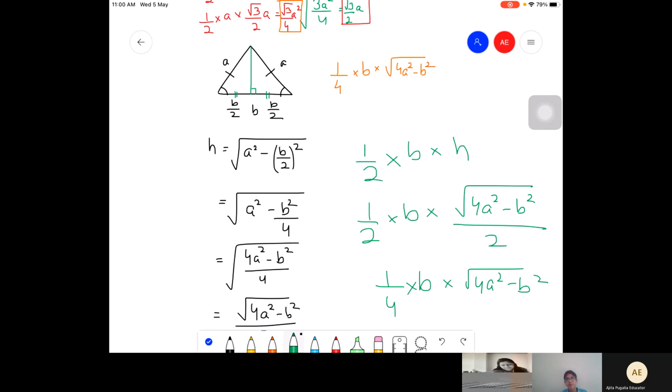Ma'am, couldn't they just make it times 4a minus b? No. Because both of them have squares, I mean. No, no, that's a different thing. No. Okay, I understand. Yeah, since you need to find the result square root.